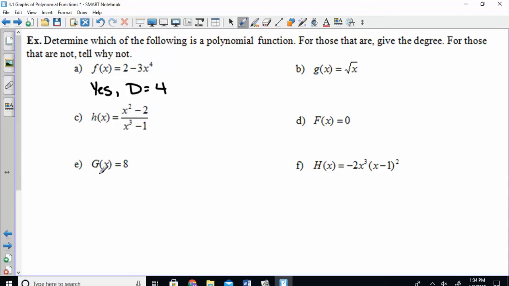B. I told you that if it's a polynomial, your exponents have to be like 0, 1, 2, 3, 4. Being under a radical is like a fraction exponent. So no, this is not a polynomial because you have a variable under a radical.